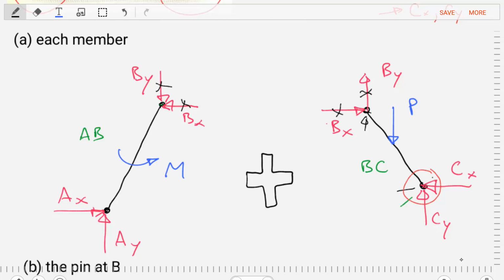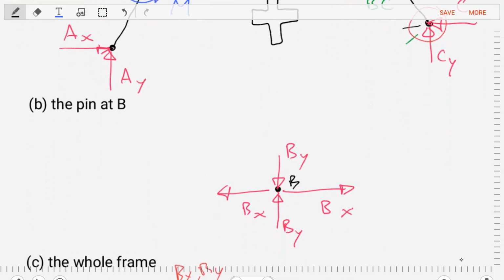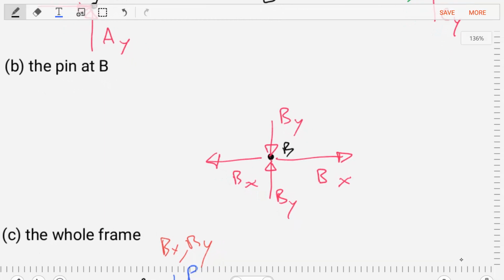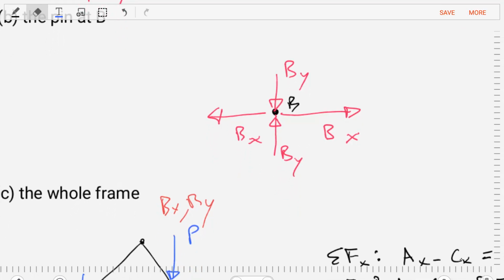Now let's go ahead and do the next part, which is examining this point B by itself. So the pin, that point B, if we examine it by itself and we take the forces that were equal and opposite from each of the free body diagrams, we can see that these forces are canceling out, that we did the right thing, that when we examine this pin by itself, those internal forces are equal and opposite, and represent the transfer of forces between the members. That's great. Now let's draw our free body diagram of the whole frame.